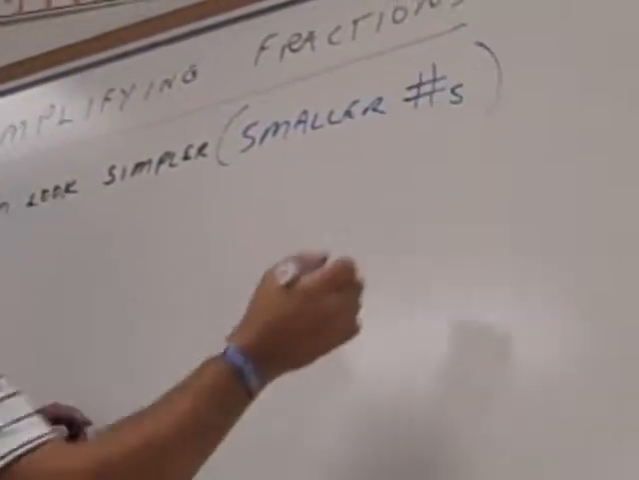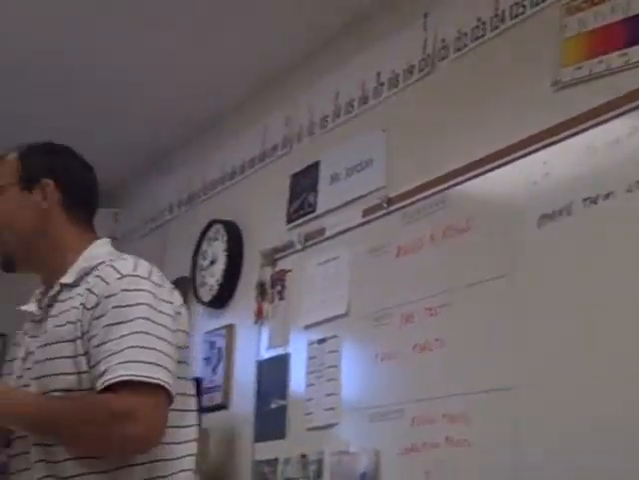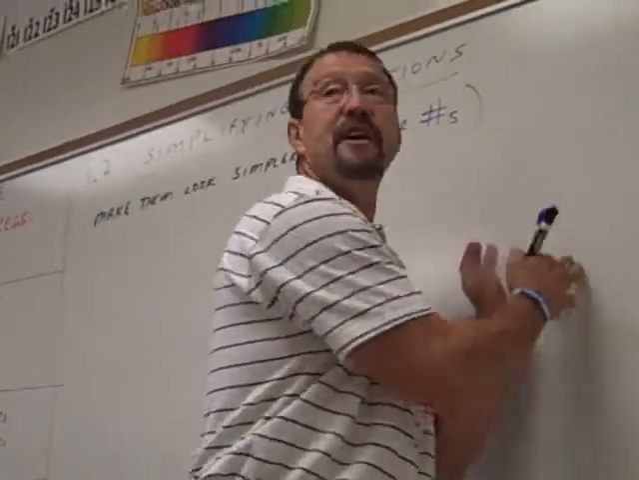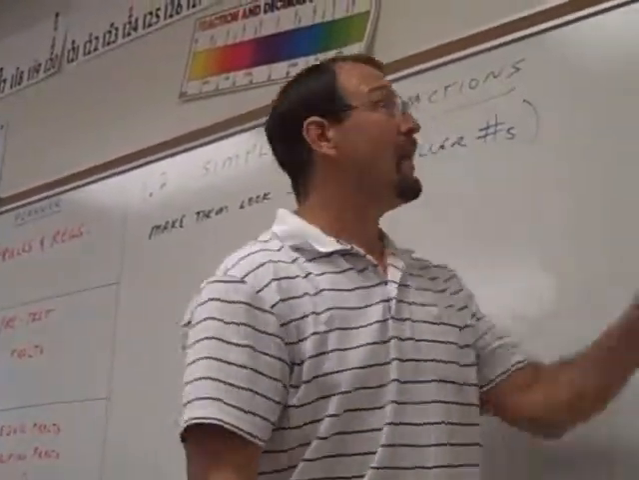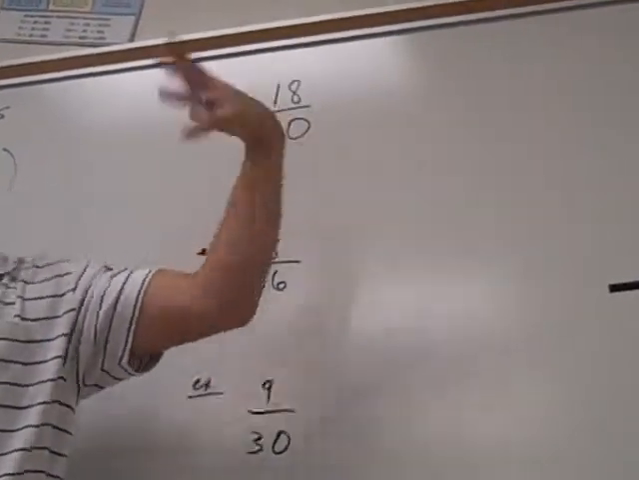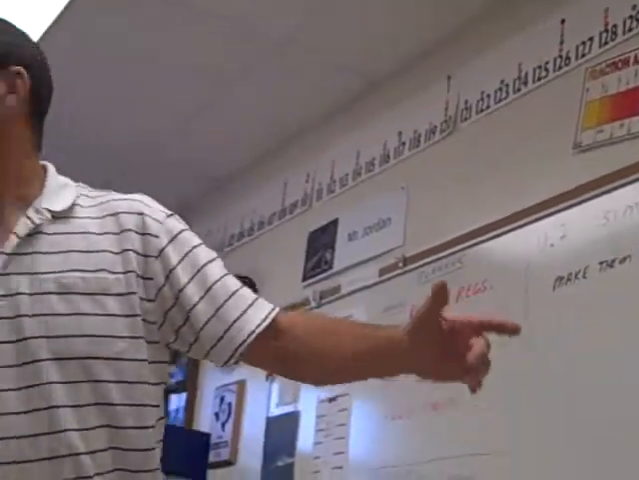In other words, turn them into smaller numbers. That's what you're doing when you're simplifying fractions. You're turning them into smaller numbers. Now notice the difference in this board and those other boards. We had two fractions to start with and a blank in it. This one, we just got a fraction and we want to make it smaller numbers.